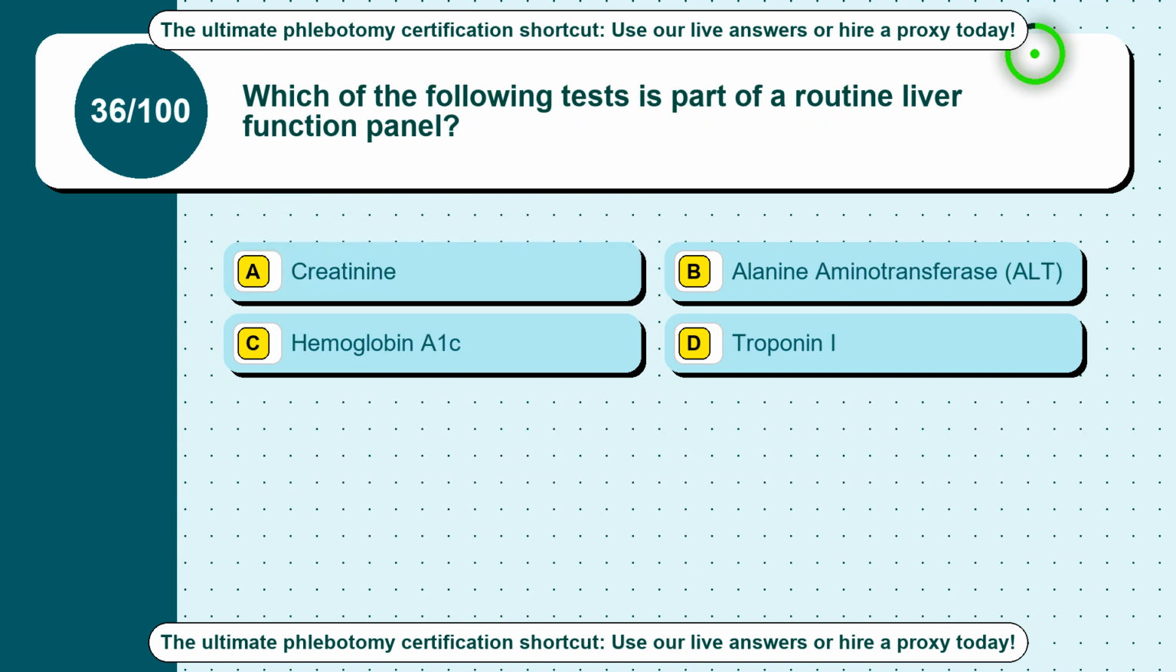Question 36. Which of the following tests is part of a routine liver function panel? Option A, creatinine. Option B, alanine aminotransferase, ALT. Option C, hemoglobin A1c. Option D, troponin I.